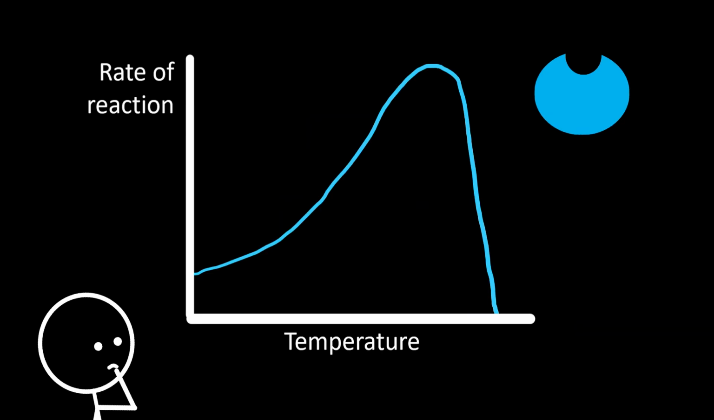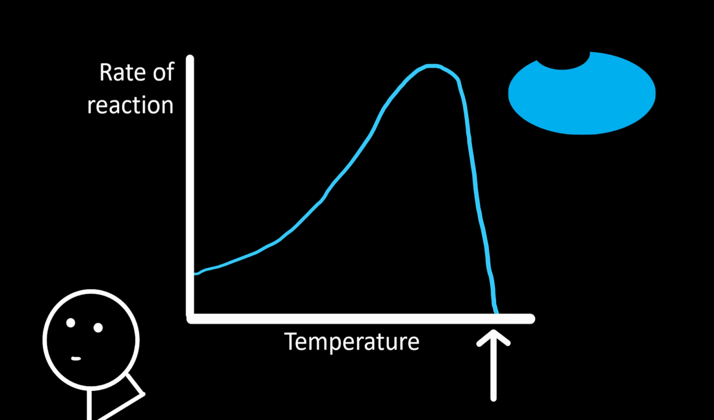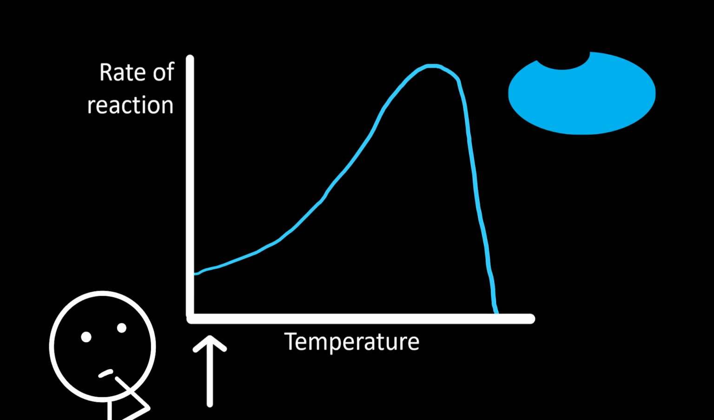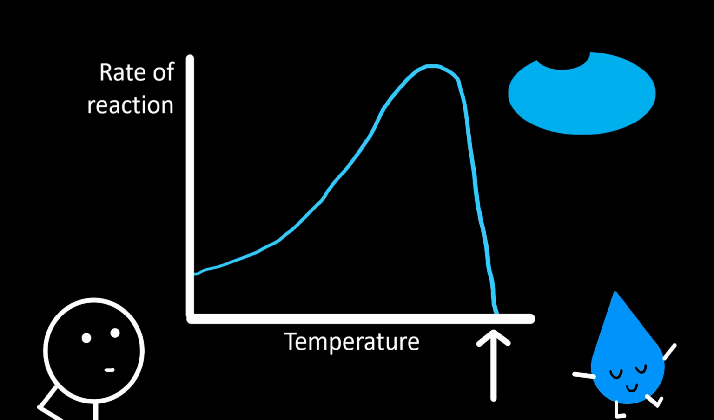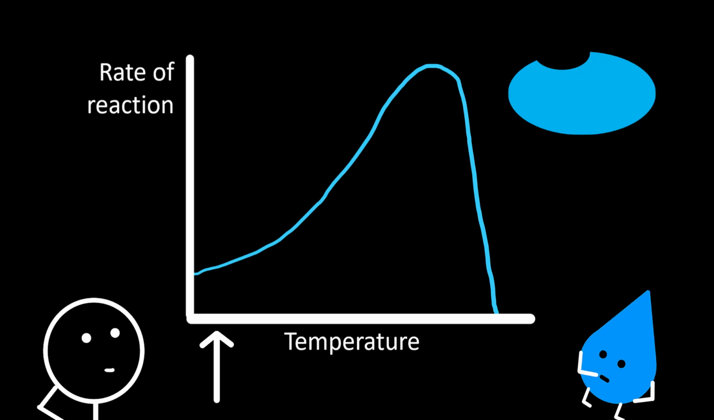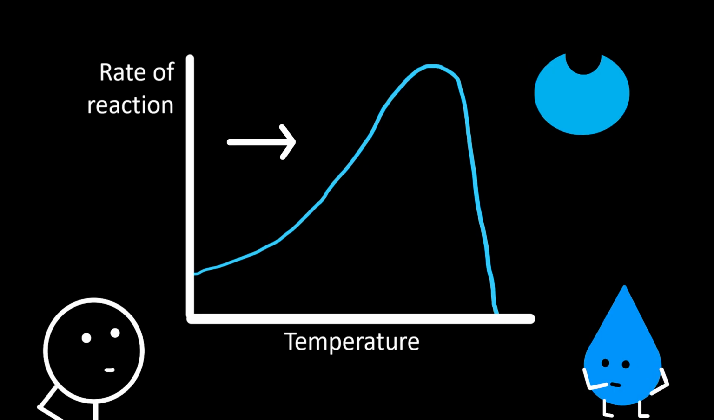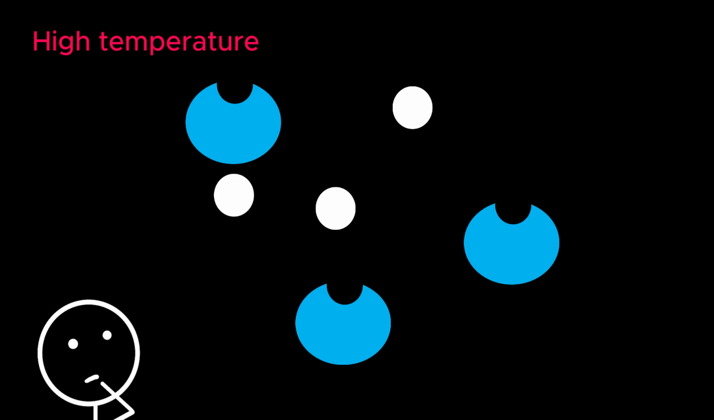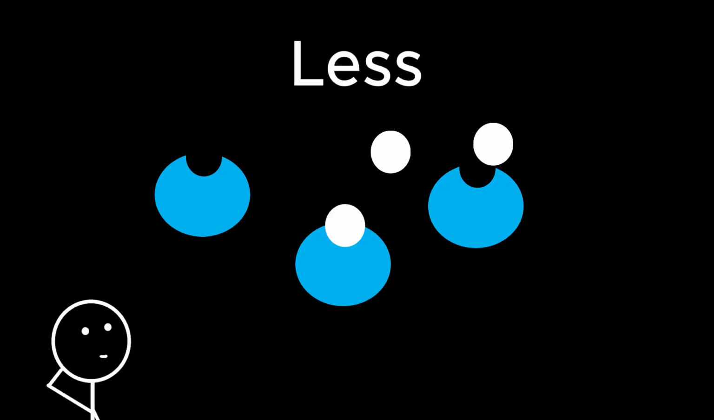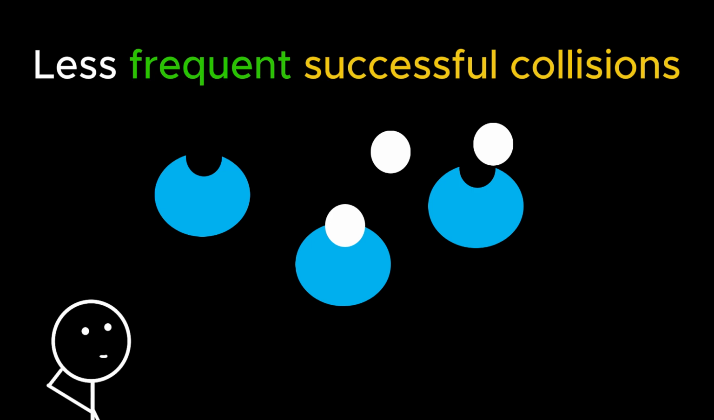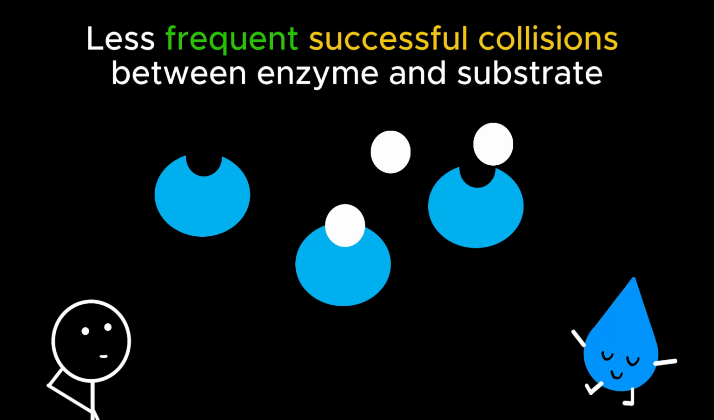Correct. For temperature, the enzyme denatures at high temperatures. And at low temperatures, it also denatures. You're right about denaturing at high temperatures, but at low temperatures, enzymes don't denature, but the enzyme activity still decreases. Think about kinetic energy. Oh, at low temperatures, the enzymes and substrates move around less, so there are less frequent successful collisions between enzyme and substrate. Great job on the wording.